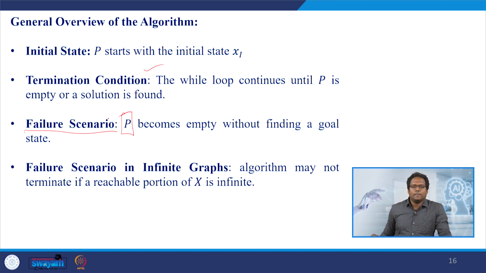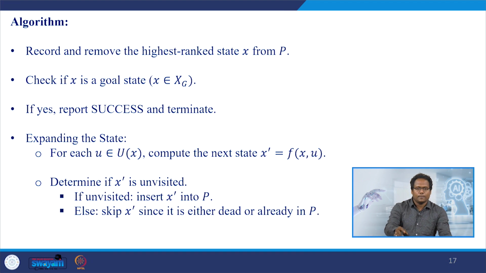P array where all the elements of this array getting explored, but we could not find a solution. So, it is a failure scenario. The failure scenario in infinite graphs is such that the algorithm may not terminate if a reachable portion of x is infinite. That is also we must consider.